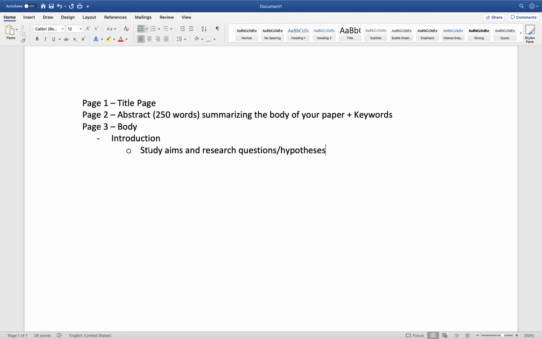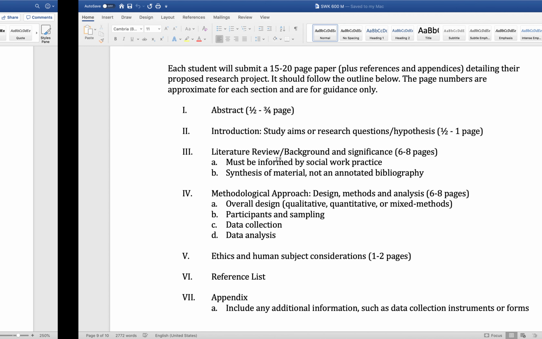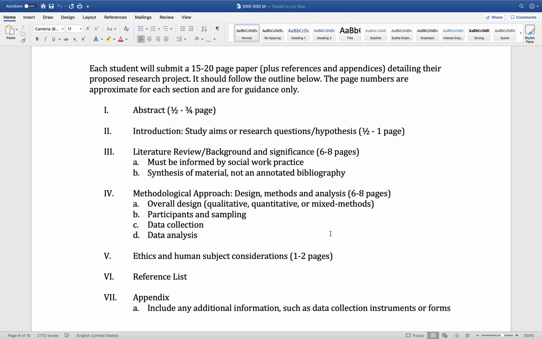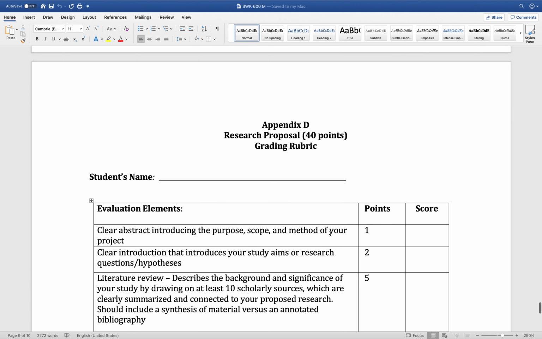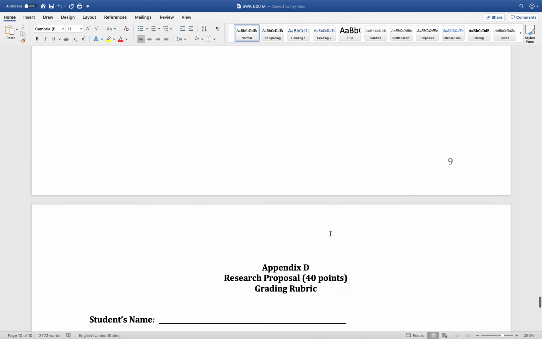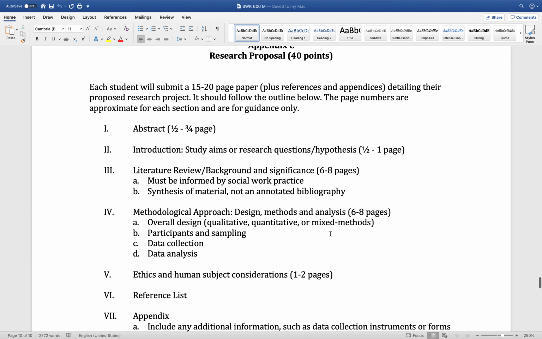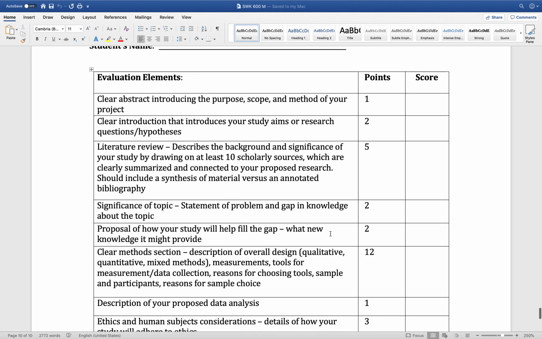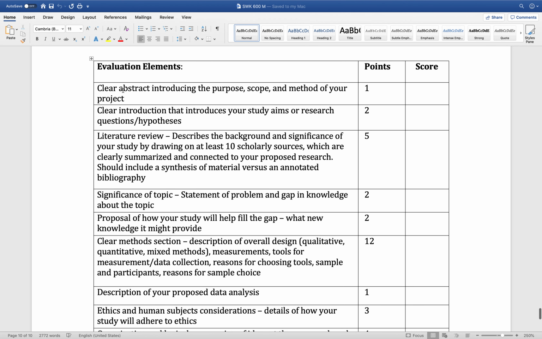So the introduction here, you'll talk about what your study aims and research questions and hypotheses are. If we scroll down to page 10, we see the rubric that's going to be used for the research proposal, and you want to use both documents while completing the research proposal assignment, so this way you capture all of the points that you can. So we talked about the abstract that introduces the purpose, scope, and method of your project, which is essentially a summary of everything that's to come. The clear introduction that introduces your study aims and research questions and hypotheses, that'll be 2 points.